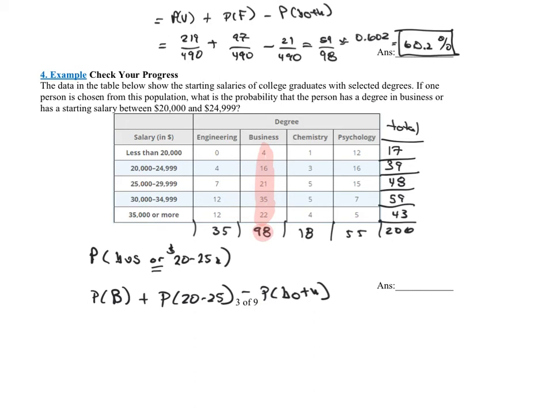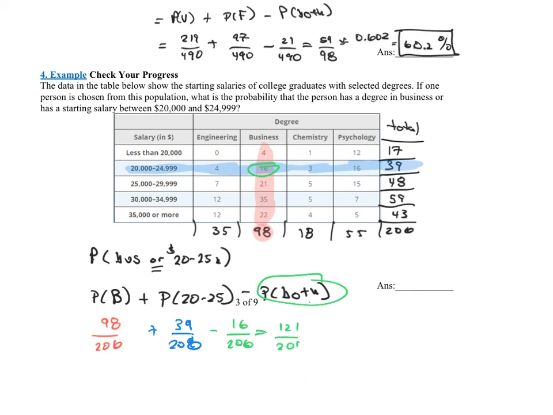I'm getting a total of 98 business degrees out of a total of 206 is what I was ending up with. Then I looked at the probability that they had a 20,000 through $24.99. That was 39 of the 206. So a probability of 39 over 206. But then I need to look, what do they have in common? The probability that they were both was 16 of them. So I have to subtract off that total, which is the 16 over the 206. Put that together in your calculator, and I'm ending up with 121 over 206.